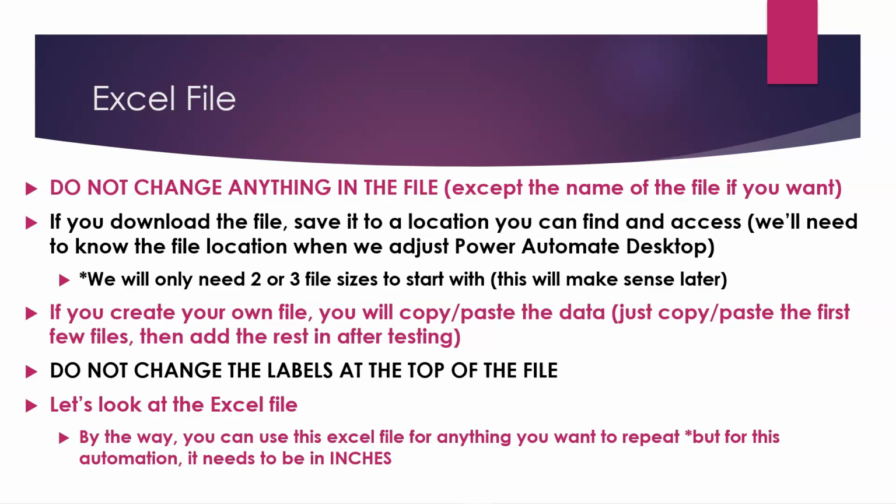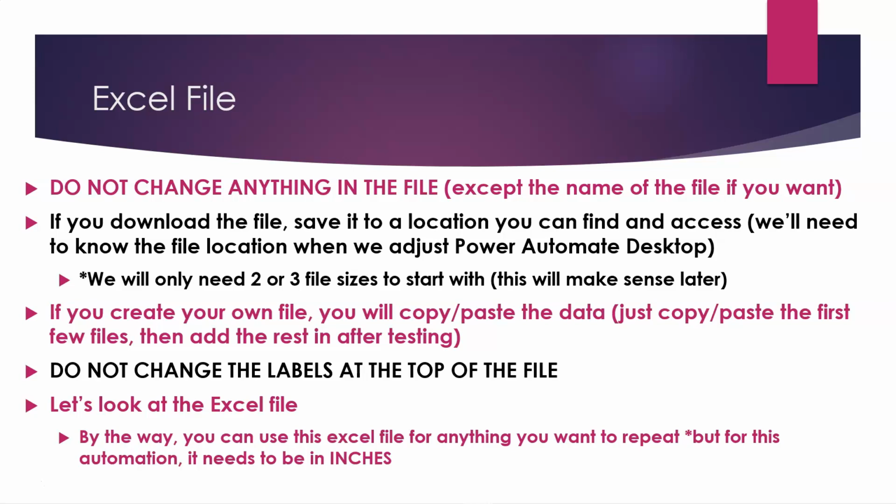So if you create your own file, you just need to copy and paste the data, which we'll have in Google Sheets, and then put the first few files, and then we're going to add the rest later because we're just going to do testing. So we only need like 2, maybe 3 if you really want to. Do not, this is important, do not change the labels at the top of the file. Okay, and I'm going to show you that in just a minute. But I want to remind you that you can use this Excel file for anything you want to repeat. But for this automation, if you want to use this specific automation, we change everything to inches.